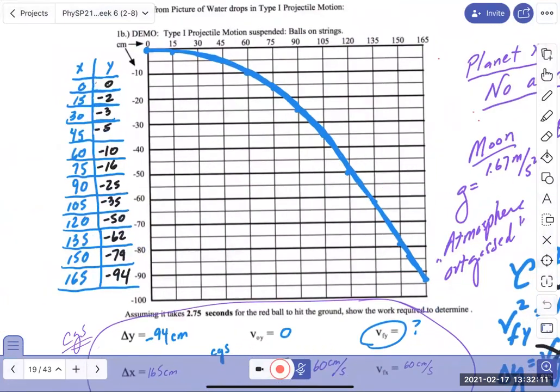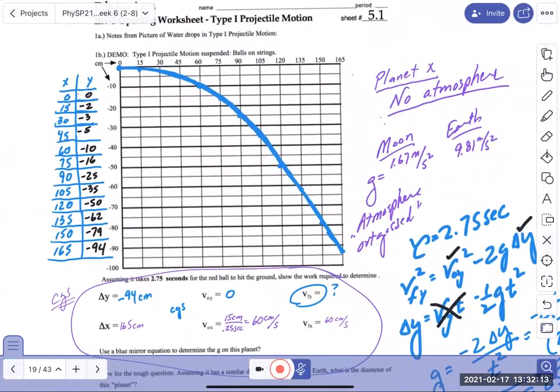And now the last thing I want to do on this is, okay, so now let's plot what it would look like if we shot this ball out of a toy gun horizontally on the Earth. What would be the ball's path on Earth? Oh, by the way, we were supposed to find V final.